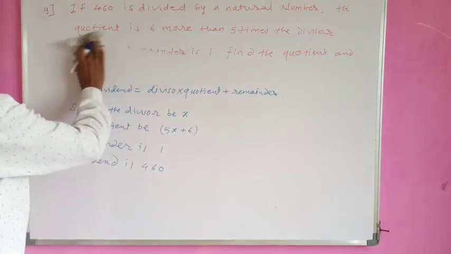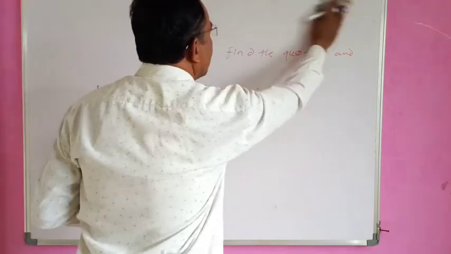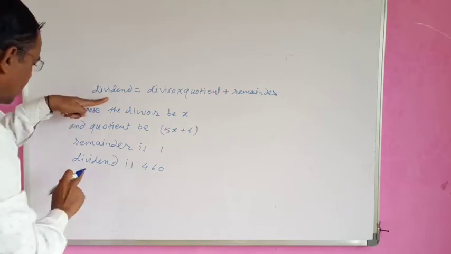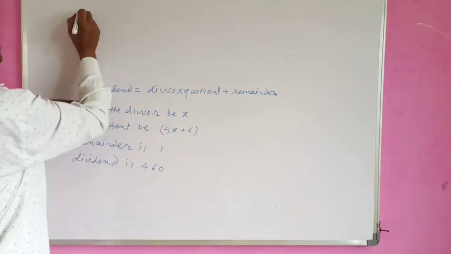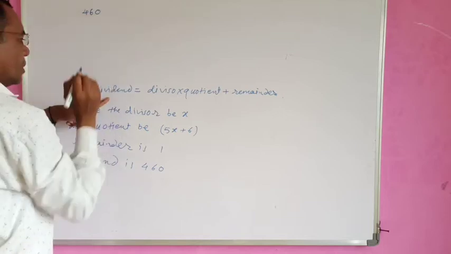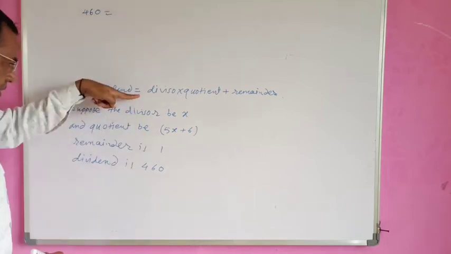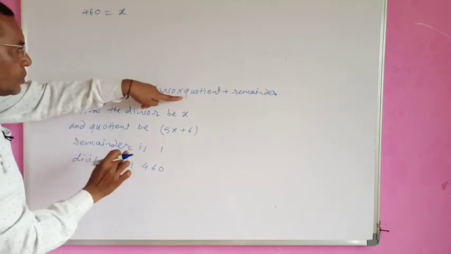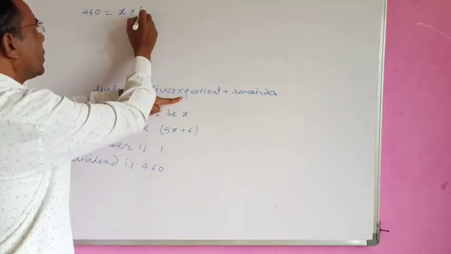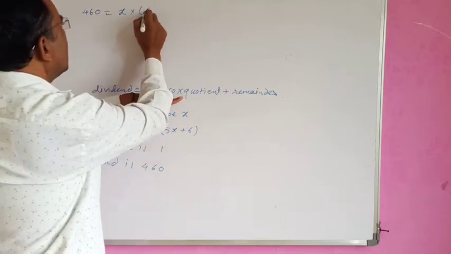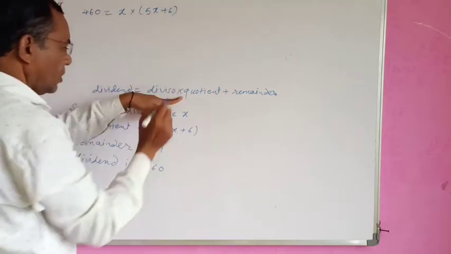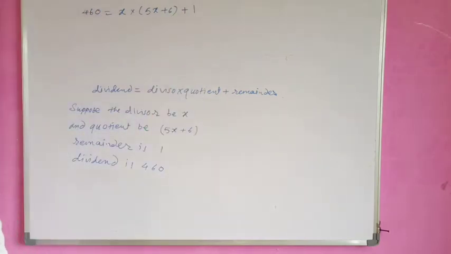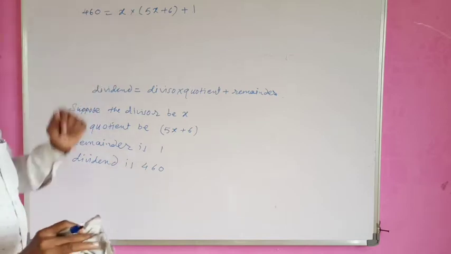I will write here, you write the example too. See here. Dividend is equal to 460. 460 is equal to divisor. What is the divisor? Divisor is x into quotient, that is multiply quotient. Quotient is 5x plus 6 and plus remainder, plus 1 is the remainder. In this way we will write here and we will solve it.